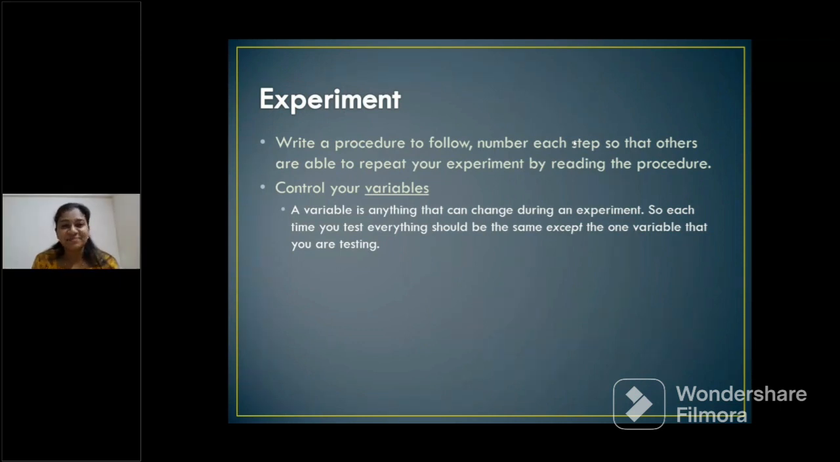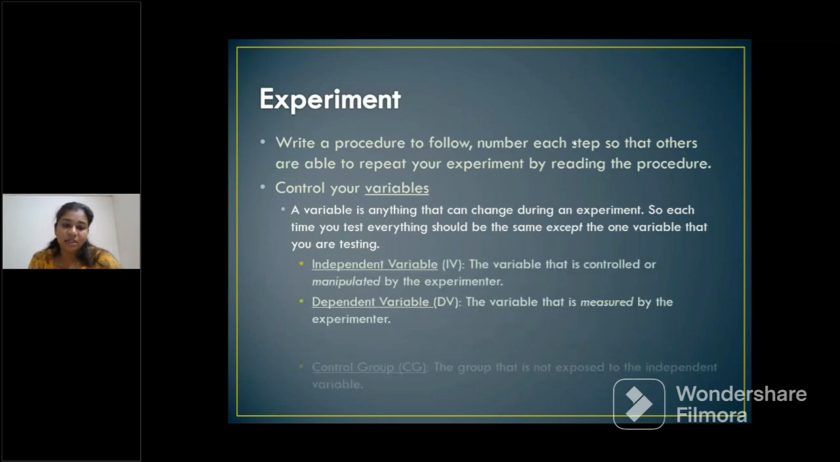Coming to experiment, write a procedure, write it stepwise. You should have a flow chart in which you are going to devise how you conduct an experiment. Variables basically are anything that can affect, that can have an impact on your experiment. It can be in a positive way, it can be in a negative way. There are two major types of variable: dependent variable and independent variable. We will be talking about both of them in detail.